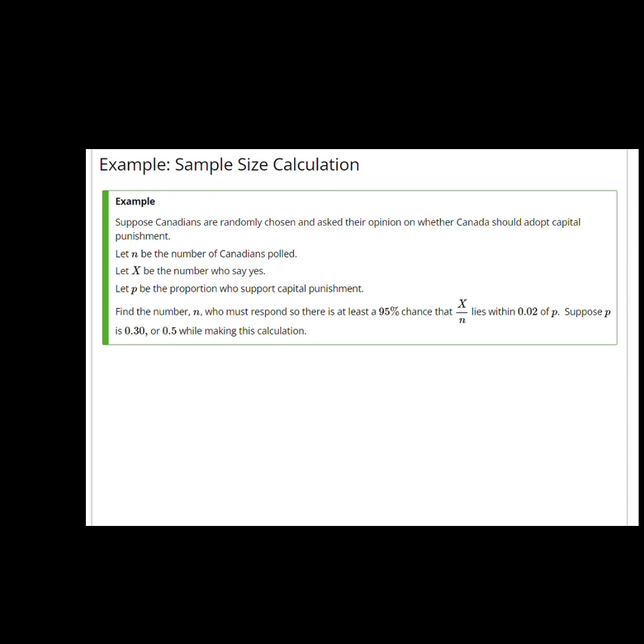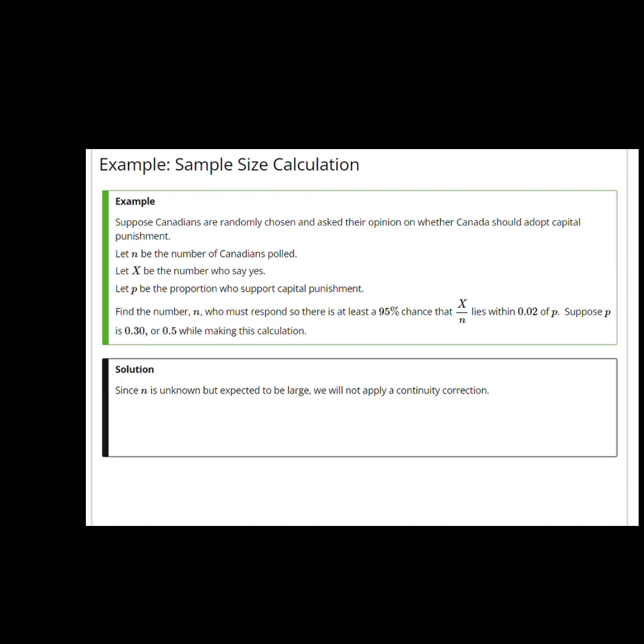And I'd like X over n to be close to p. In fact, I'd like it to be within 0.02 units of p. Well, there's always a remote chance that it's not within 0.02 units of p. So let's say it has to be within 0.02 units of p with probability at least 0.95. 95% of the time when I conduct such a sample, I'm within 0.02 of p.